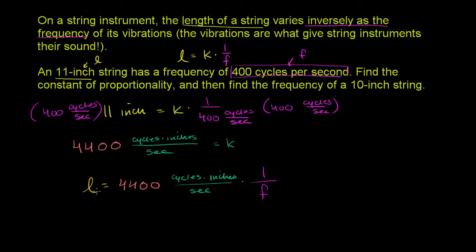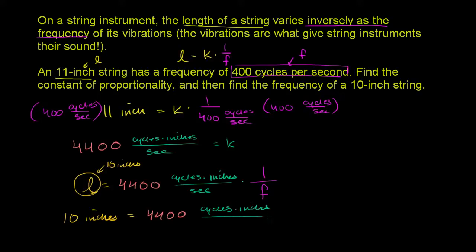So now we're talking about a situation where our length is 10 inches. So 10 inches is equal to 4,400 cycles times inches per second, times 1 over the frequency. As you can imagine, these units are a little cumbersome.